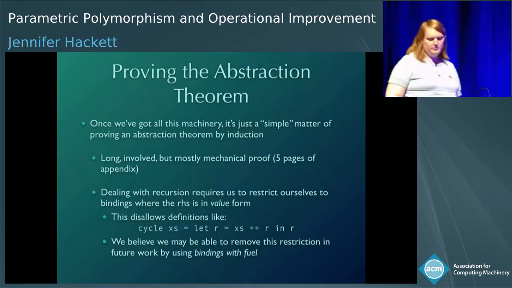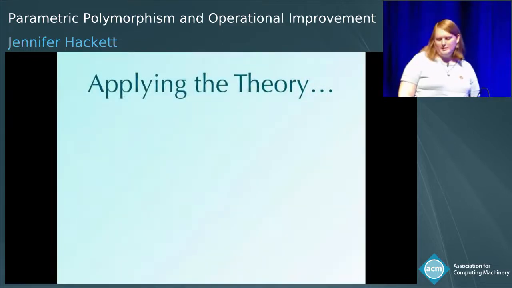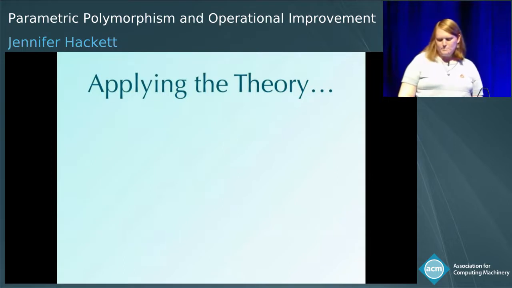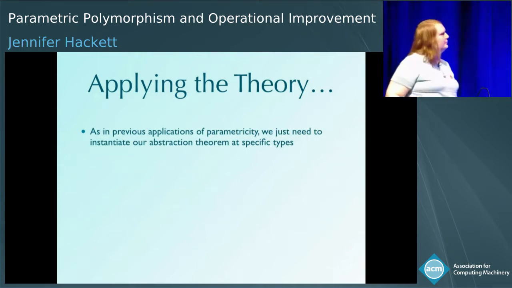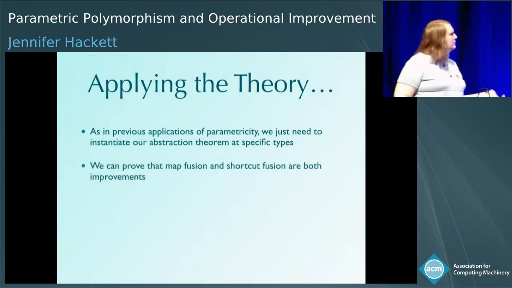Once we've got this, we apply the theory, because it's not much use if it's not applied, right? So, like I said before, you just take this abstraction theorem and you instantiate it at specific types. And by doing this, we get map fusion, where you take two maps and fuse them into one, and shortcut fusion, which is what I presented earlier. And they're both improvements in all cases.